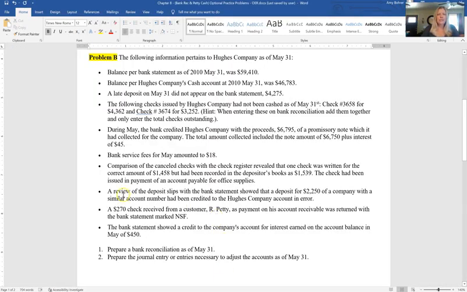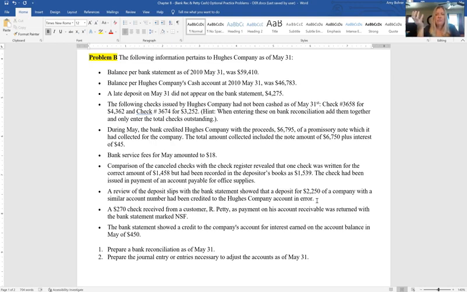All right, the next thing says, review of the deposit slips with the bank statement showed that a deposit for $2,250 of a company with a similar account number had been credited to our account in error. So in this case, the bank deposited money in our account that wasn't really ours. And that actually happened to the company my husband and I used to own. I think it was a customer who had an account number that was one digit off from ours. And so when the bank processed it, they put it in our bank account, in error.